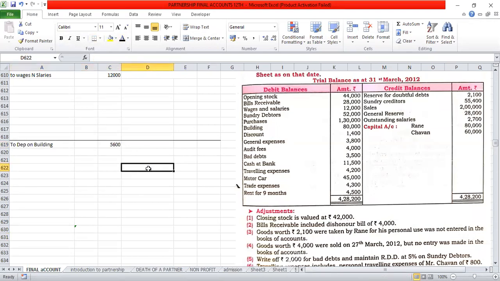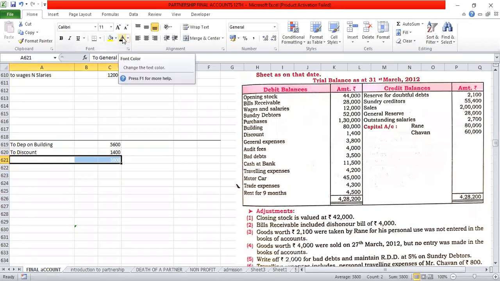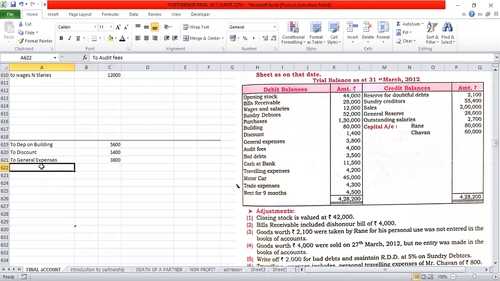After building, the next item is discount. Where should I record discount? Profit and loss account debit side, because it is given on the debit side of the trial balance. Next, general expenses, profit and loss debit side. Audit fees, profit and loss account debit side, 4,000 rupees.